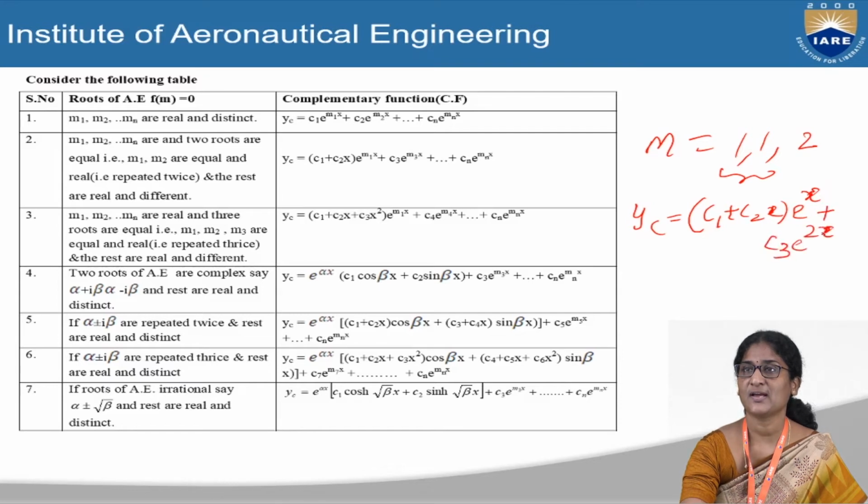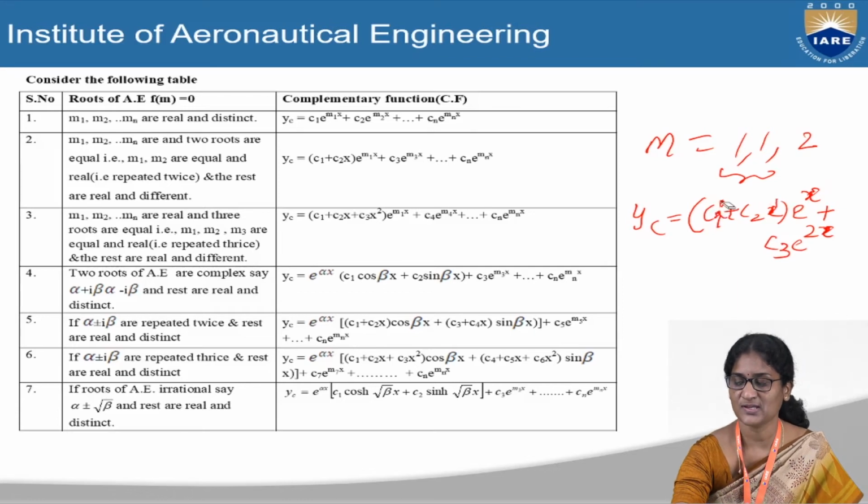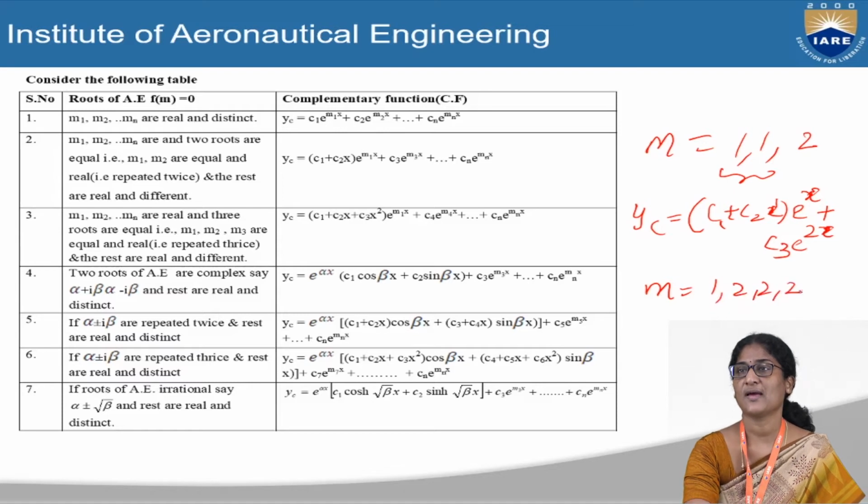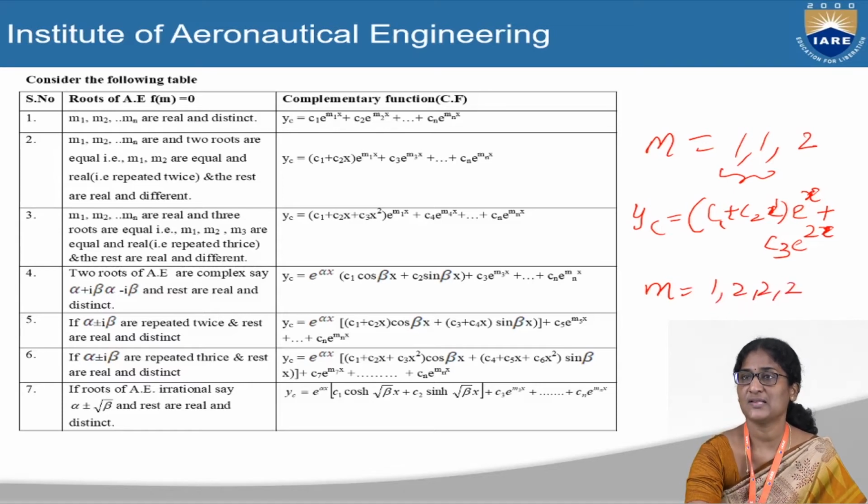Here the power of x is increasing: x to the power of 0, x to the power of 1, and so on and so forth. There is no need to write this x to the power of 0 here. If you just write c1, it's enough. Suppose we take one more example, m is equal to 1, 2, 2, 2. I have four roots in some auxiliary equation. How to write the complementary function?